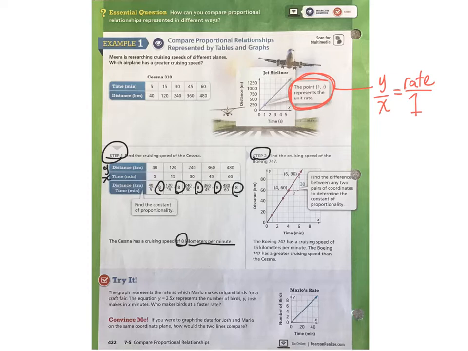Recall from our previous work with proportionality that there are 2 ways to find this cruising speed for the Boeing 747. One way is to look back up at the graph and find the point (1, r), where 1 is the x value, or in this case the time, and the y value is your rate. So when you do a comparison of the rate per 1 minute, then what you're doing is you're looking for that unit rate.